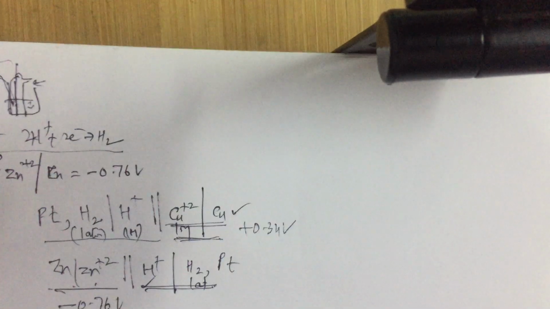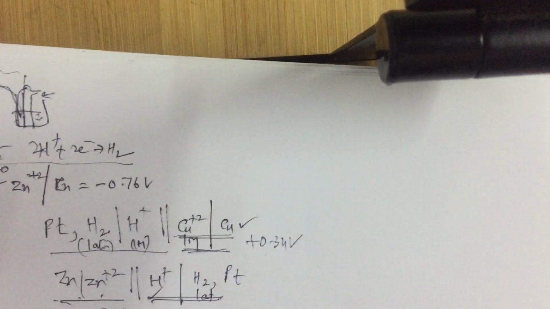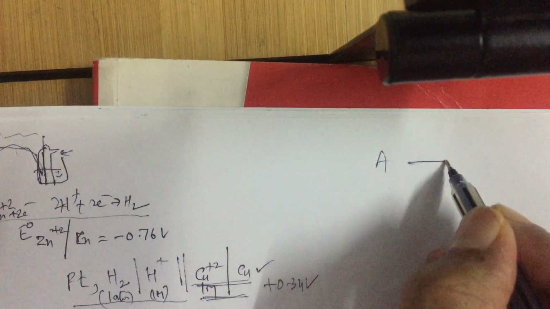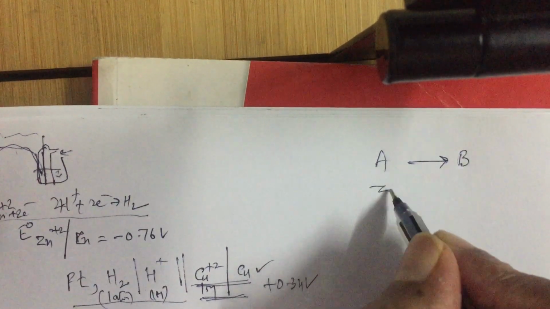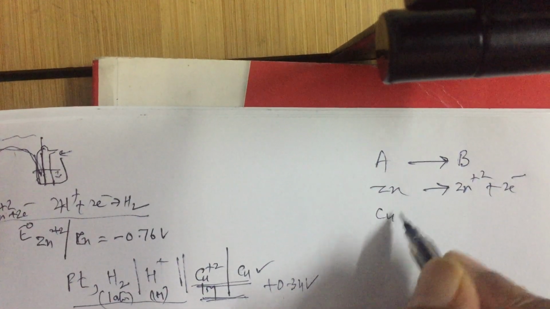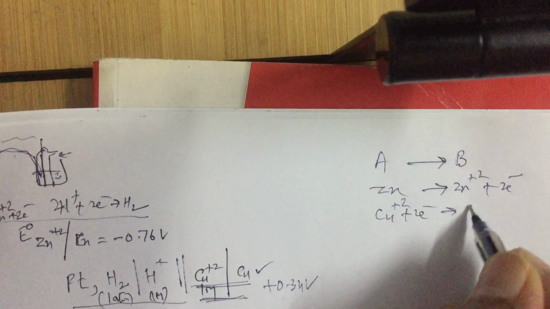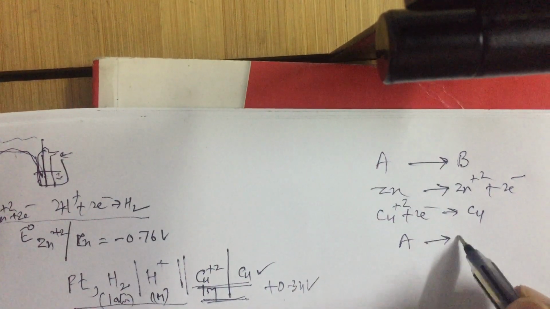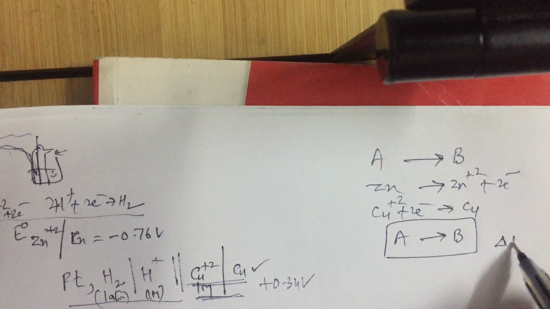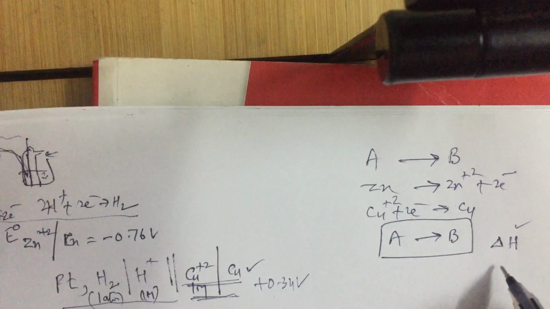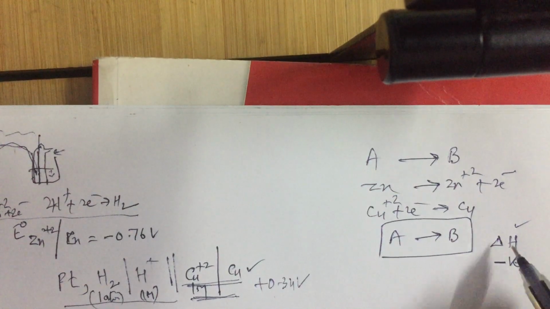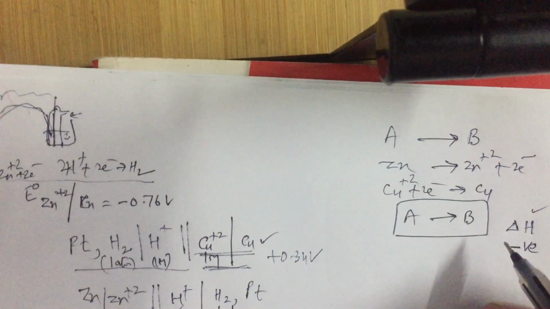Now, let us look at another aspect of this. If you are considering a reaction A gives rise to B, for example, it can be zinc losing electrons to give Zn plus 2, or it can be copper plus 2 gaining 2 electrons to become copper. In this reaction, the energy change in the process is given by delta H. If heat energy is released, delta H is said to be negative. It means it is an exothermic reaction.